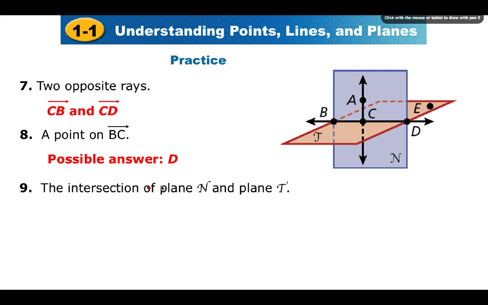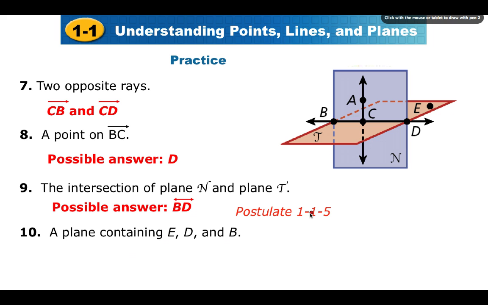9, the intersection of plane N and plane T. Here's plane N going up and down. Plane T almost horizontal. So we want the intersection of these 2 planes, which is line BD. And if you recall, this is describing postulate 1.5. This is the last problem from this section. A plane containing E, D, and B, the only plane that satisfies the conditions of number 10, plenty. And we are done with this lesson.